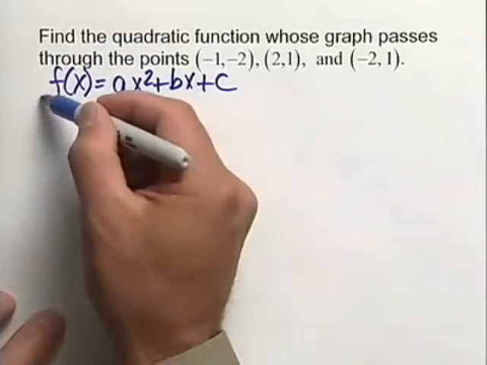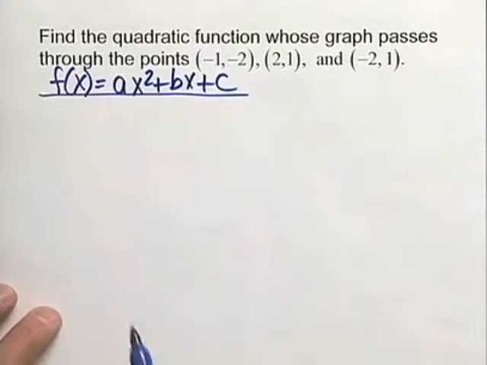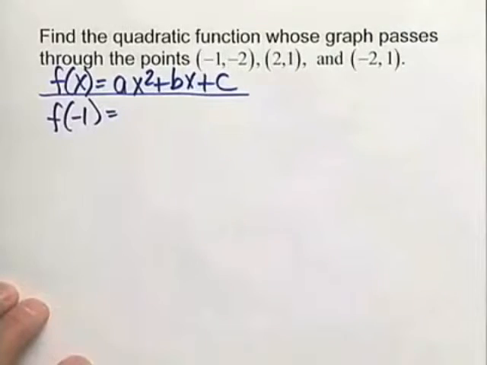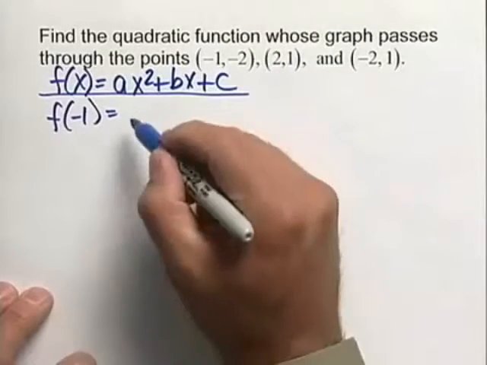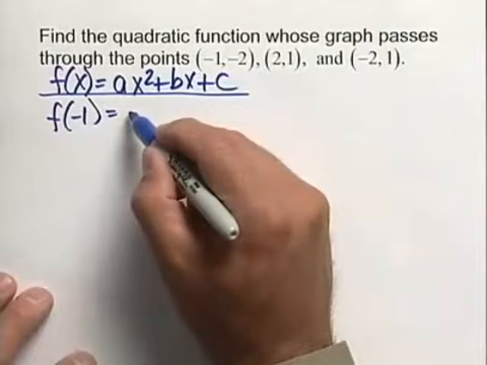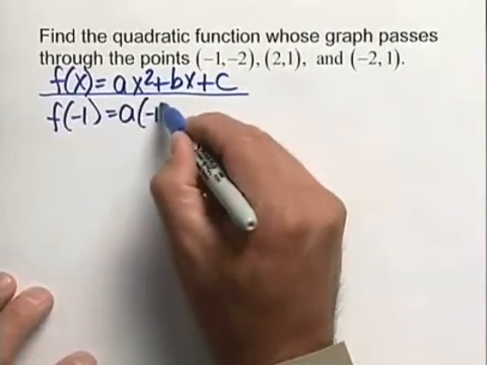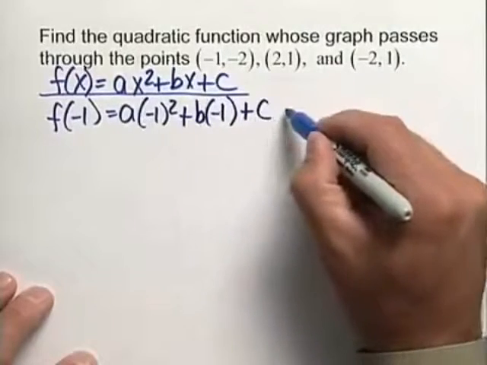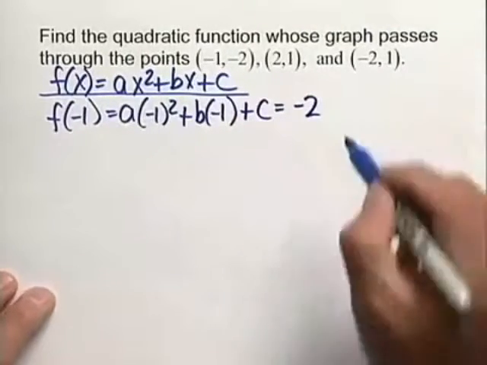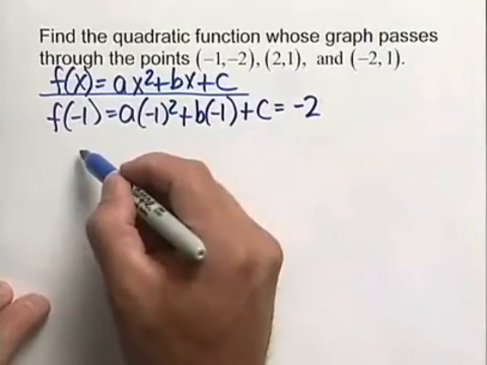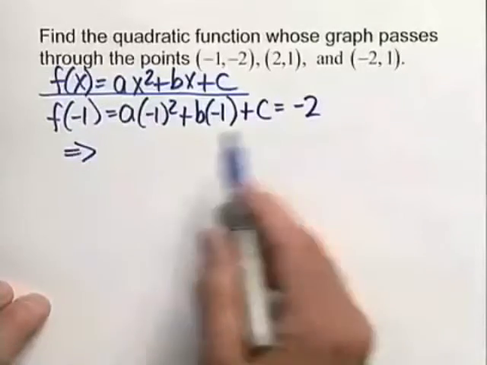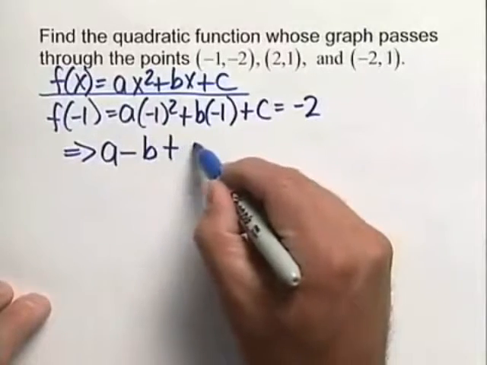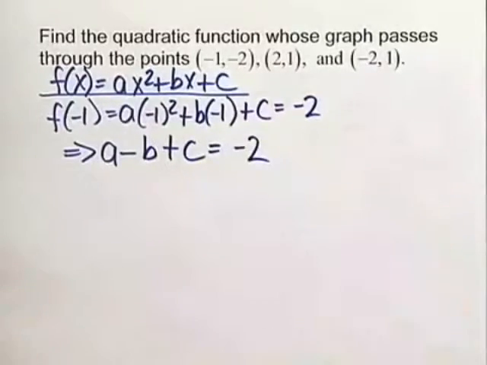What we'll do is evaluate this function in general. We're going to evaluate f of -1, focusing our attention on the first ordered pair. So we'll have a times (-1) squared plus b times (-1) plus c, and that has to equal -2. If we clean this up, we have a minus b plus c is equal to -2.